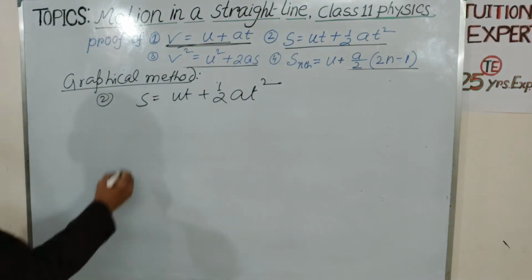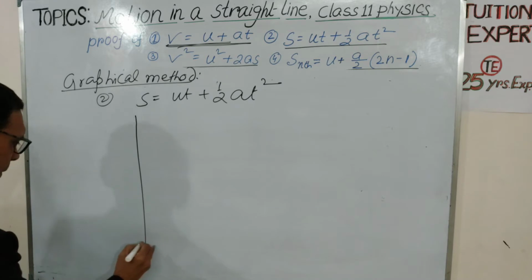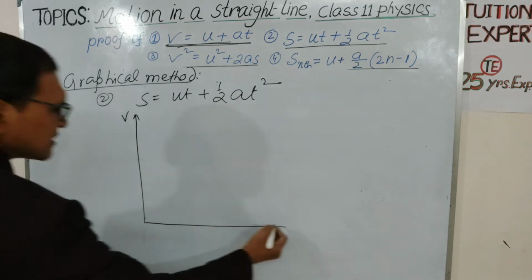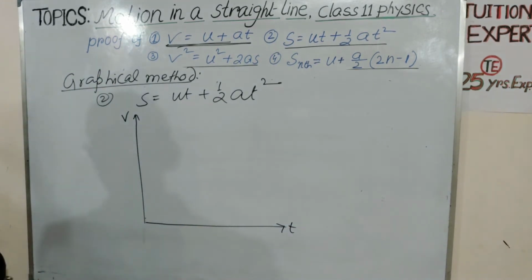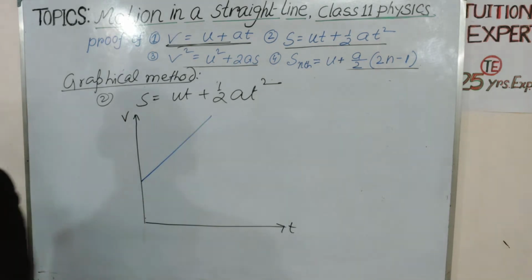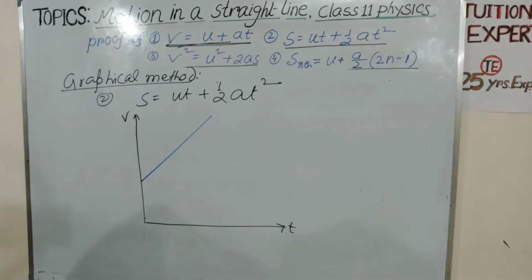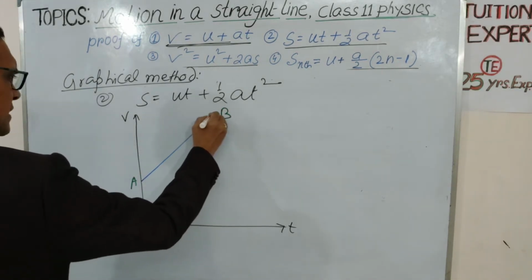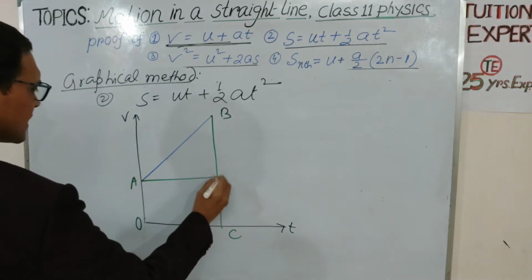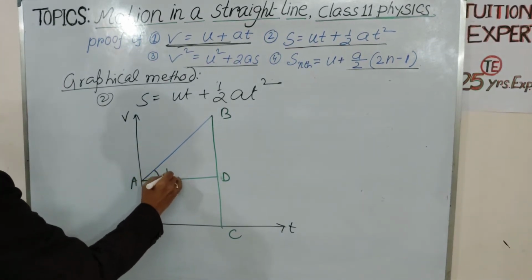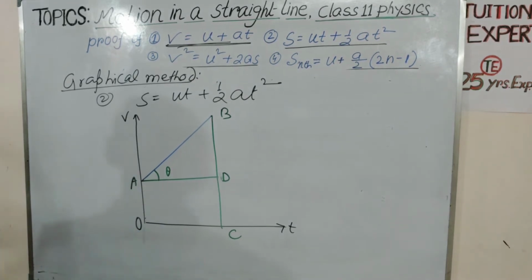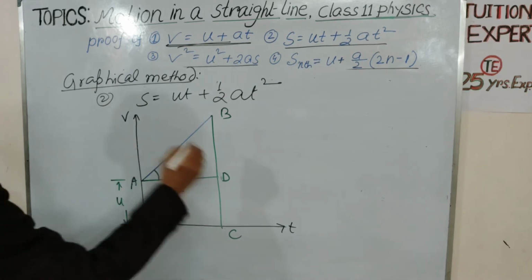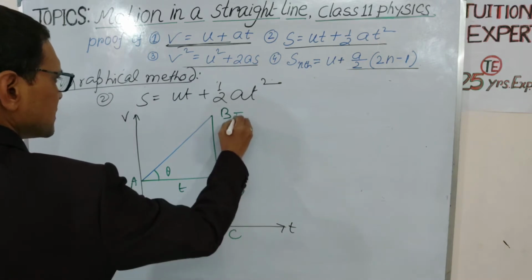Second proof. We draw the same figure. Suppose this is velocity, this is time. Suppose this is O, A, this point is B, draw a perpendicular, this is C, this line is D. Now this angle is theta. Now this is T, U is this, and V is this. From this to this is V.